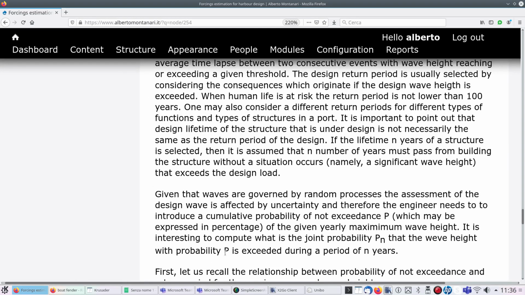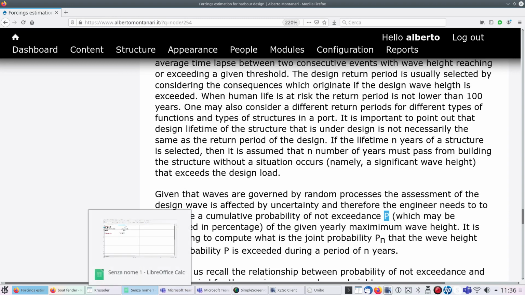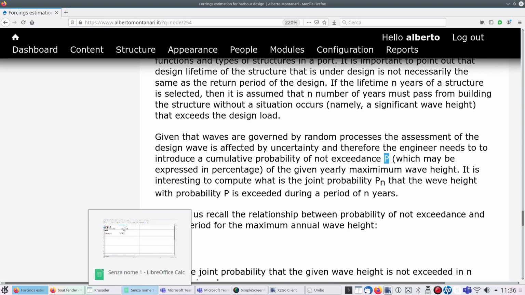Sorry, I am selecting it on the web page. You see it here, capital P.